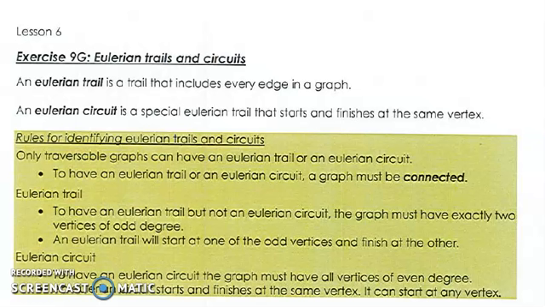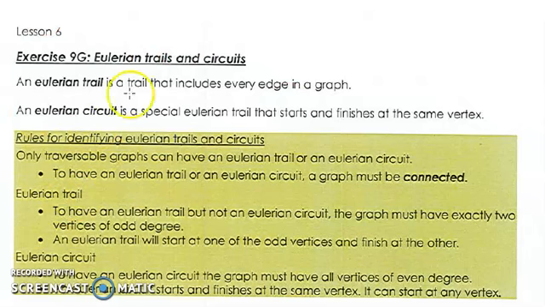This is lesson 6, exercise 9G, rather, Eulerian trails and circuits. So there are trails and circuits, and then there are specific trails and circuits that have special features, which are called Eulerian trails and Eulerian circuits. An Eulerian trail is a trail that includes every edge in a graph, and an Eulerian circuit is a special Eulerian trail that starts and finishes at the same vertex.